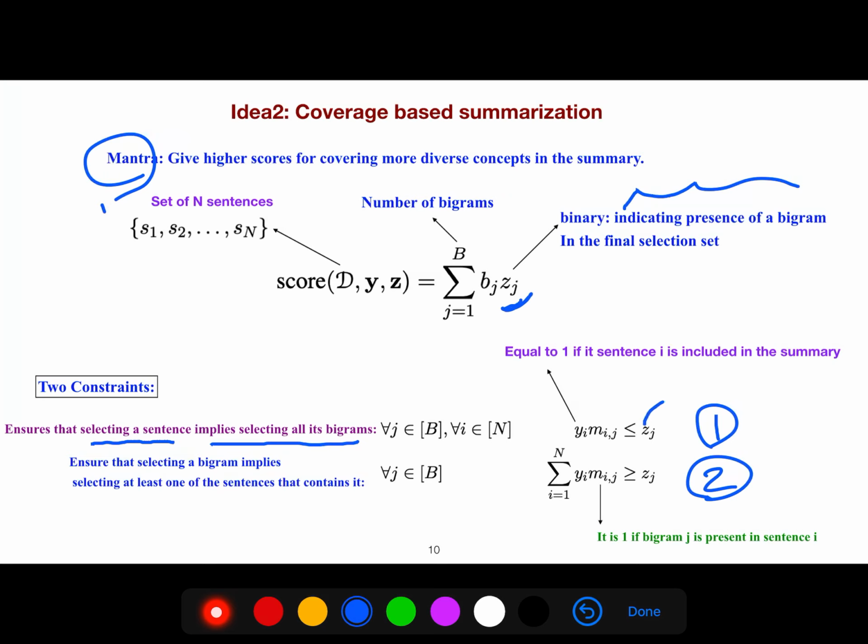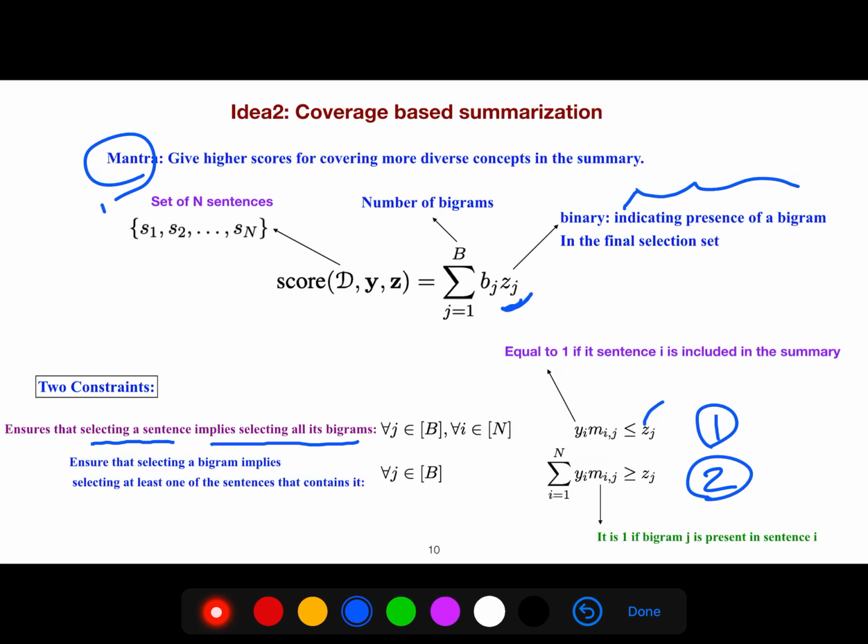All of these are binary because we are now talking about a different way to do it, which is combinatorial. It's completely combinatorial. We call it combinatorial optimization. It is traditionally in the context of mathematics and classical, very old computer science. Nowadays, we do it by some other methods. And also, it is just integer programming. And the second constraint ensures that selecting a bigram implies selecting at least one of the sentences that contains it.